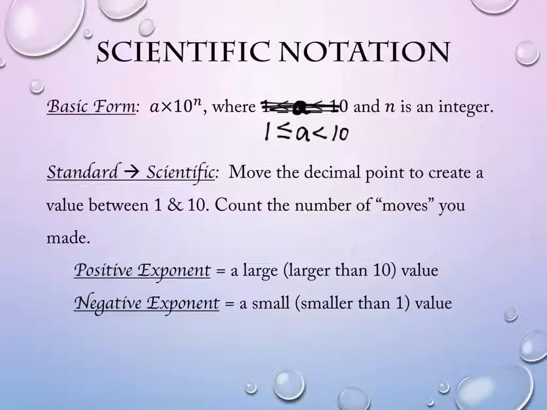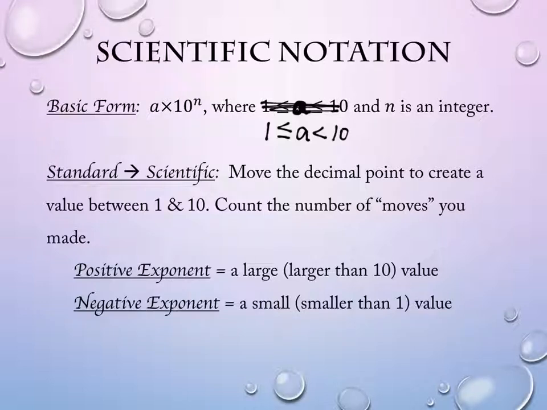So the first one we're going to look at is taking our standard really, really big or really, really small numbers and turning them into scientific notation. Now, in both directions, we're moving decimal points. So we're going to move the decimal point to a location that will create a value between 1 and 10. And we count the number of times our decimal place moved. Did it move 5 times? Did it move 3 times? Left, right, that kind of stuff. And that value will be your exponent.